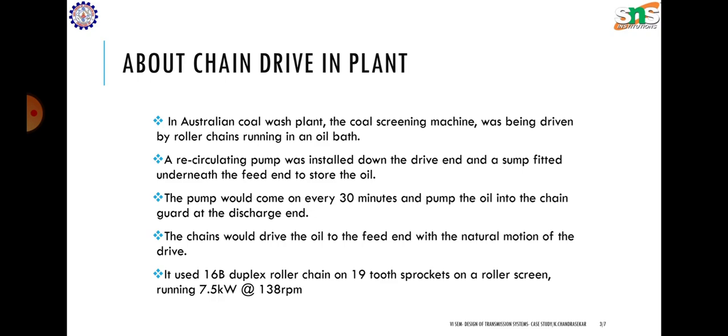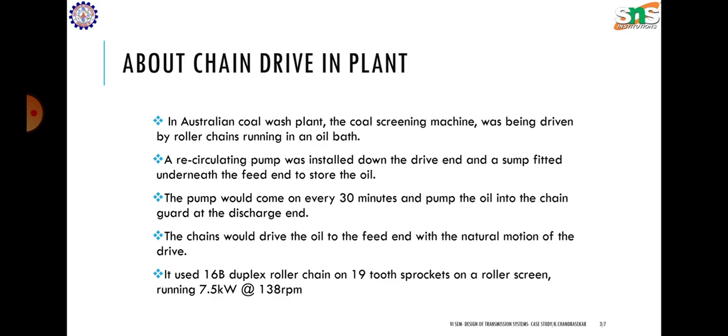Here the chain drive is used in the coal screen machine. So I considered an Australian coal wash plant. Here the coal screening machine was driven by a roller chain, which is running in an oil bath. This oil bath is used for reducing the noise when the chain drive is in operation.